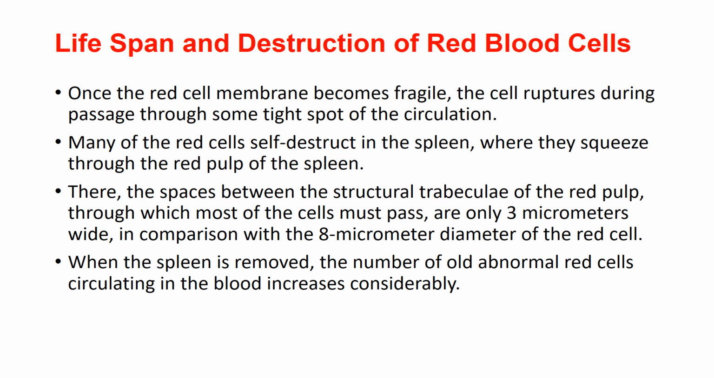Once the red cell membrane becomes fragile, the cell ruptures during passage through some tight spot of the circulation. Many of the red cells self-destruct in the spleen, where they squeeze through the red pulp of the spleen. There the spaces between the structural trabeculae of the red pulp, through which most of the cells must pass, are only 3 micrometers wide, in comparison with the 8 micrometer diameter of the red cell. When the spleen is removed, the number of old abnormal red cells circulating in the blood increases considerably.